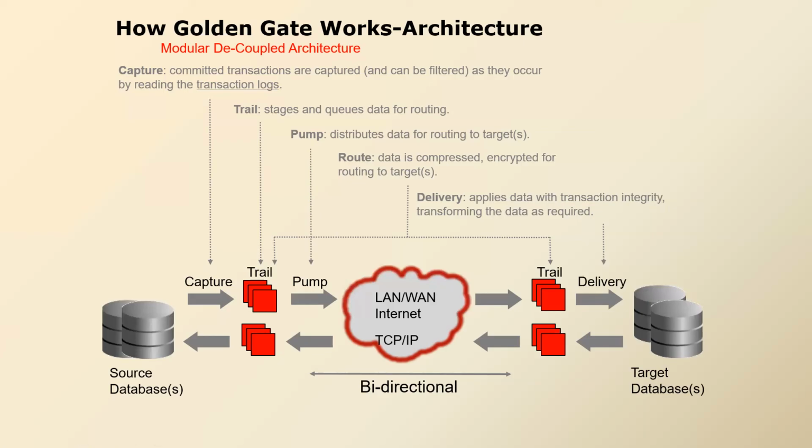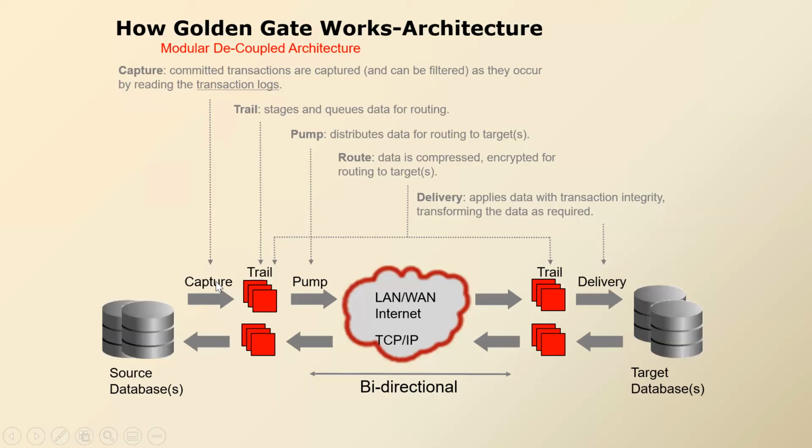But in bidirectional, replication happens on both sides. Whatever transactions happen on ORCL will be replicated to ORCL1. Similarly, whatever transactions happen on ORCL1 will be replicated to the ORCL database. Okay. So there are three processes involved: extract, pump, and replicate.